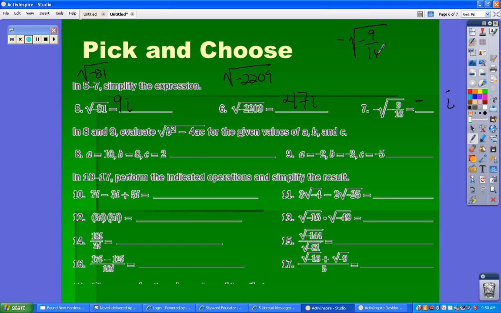Square root of 9 is 3. Square root of 16 is 4. So negative 3/4 i. There's a negative here, and there's a negative here. This is the negative in front. This is the i, and the square root of 9 over 16 says 3/4.